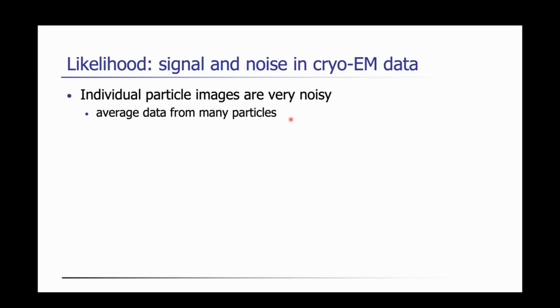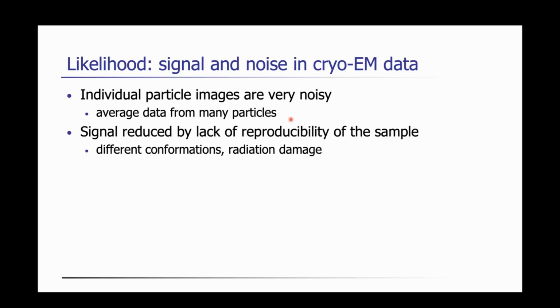How does the likelihood work in docking? Well, we need to understand where the signal and the noise are coming from. The signal in molecular replacement is your model, and whatever the data tells you about that model, and the noise is the random errors in the measurements. In cryo-EM, the noise comes from the fact that you've got all these noisy individual particle images and you average them for many particles. The signal can be reduced by lack of reproducibility in your sample because of radiation damage, or more importantly, often is having different conformations of your protein.